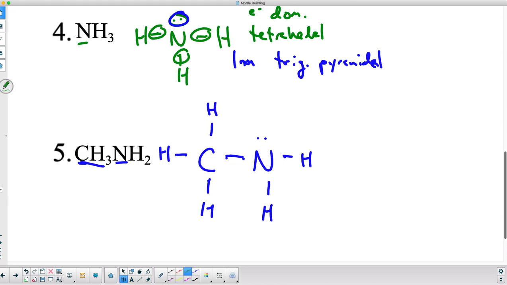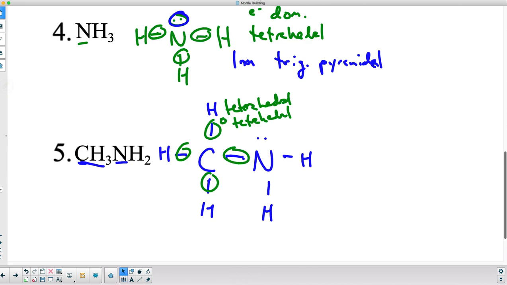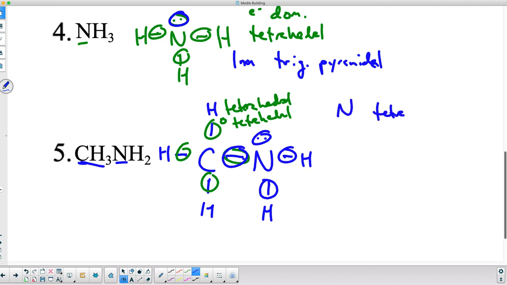Now, if I'm looking at the electron domain geometry for the first carbon, that's going to be 1, 2, 3, 4. So that's going to be tetrahedral. And because there are 0 non-bonding, that's going to be tetrahedral again. Okay, so for carbon, it's tetrahedral, tetrahedral. For nitrogen, I'm going to count 1, 2, 3, 4, which means that I have tetrahedral because there are 4 electron domains, and for the molecular geometry, I have 1 lone pair, 1 non-bonding, which means trigonal pyramidal.